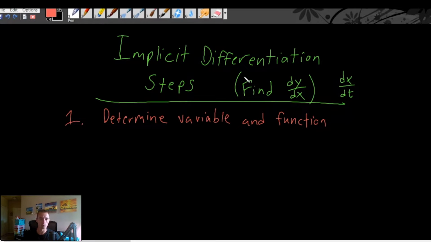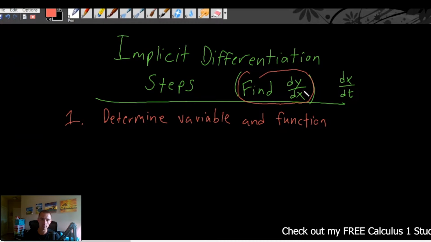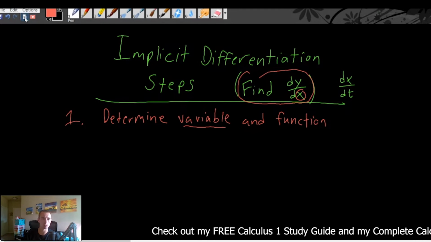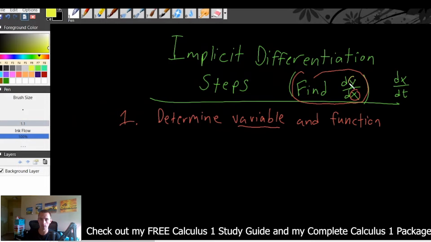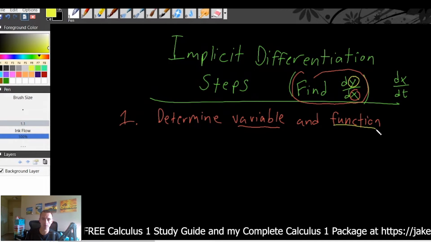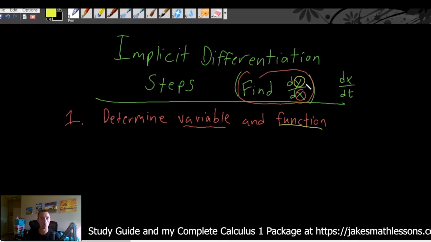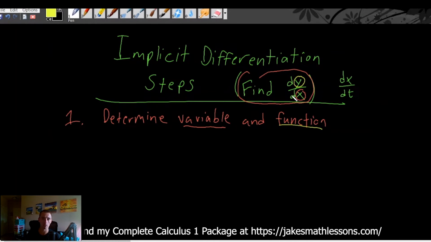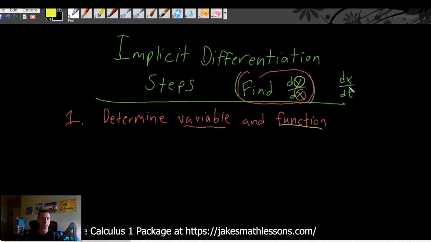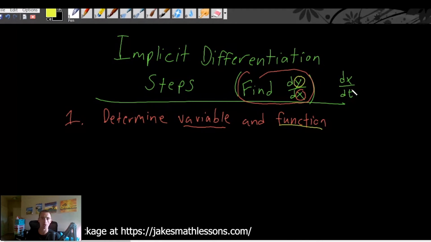This little thing right here in parentheses, find dy/dx, actually tells us the answer to step one. It tells us what our variable and what our function are. If you have d something over d something, whatever the letter on the bottom is, that's going to be your variable. And whatever the letter on the top is, in this case y, is going to be your function. So for dy over dx, our function is y, our variable is x. If we're told to find dx/dt, that tells us t is our variable and x is our function. So that answers step one right there.